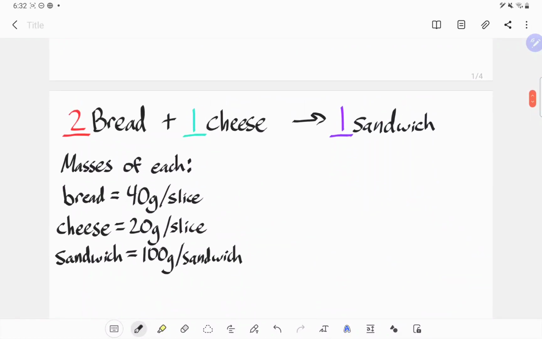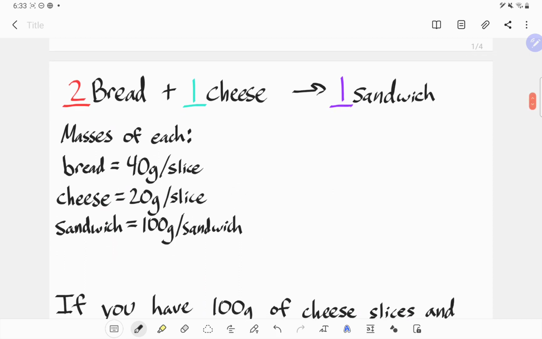All right, let's take this a step further. Let's say, okay, still have the same formula, 2 slices of bread plus 1 slice of cheese gives us 1 sandwich. But I'm going to give you a little bit more information. I'm going to tell you the masses of each component of this sandwich. So the bread weighs 40 grams per slice. Cheese weighs 20 grams per slice. And the whole sandwich weighs 100 grams per sandwich.